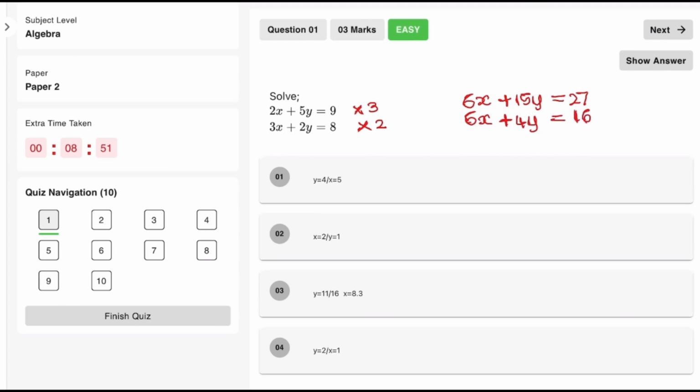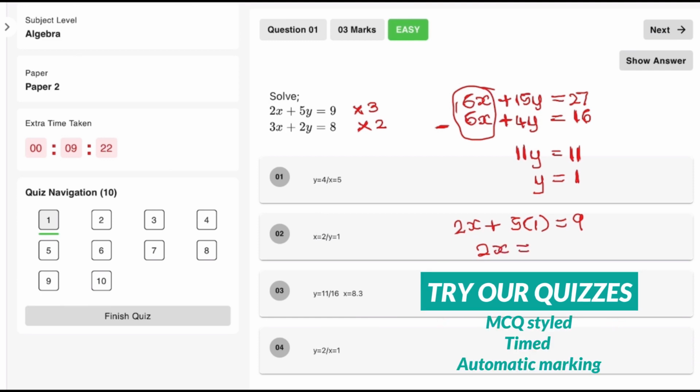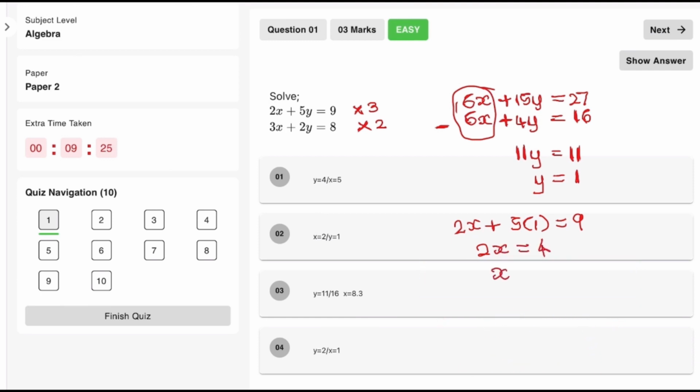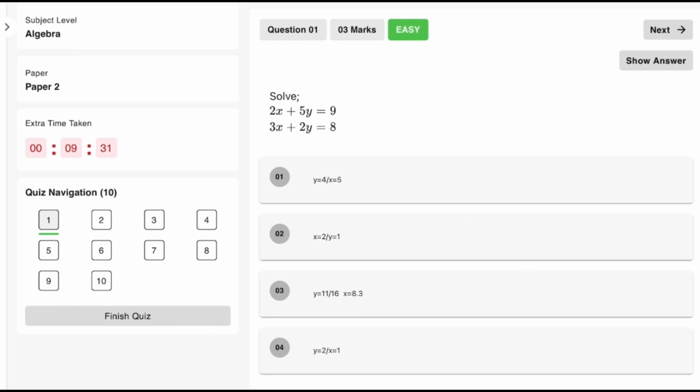Once we have that, we can then think about whether we want to add or subtract. Now you can see that you have the same signs for both. So if you have the same signs, you have to subtract. So 15y take away 4y is 11y, and then 27 take away 16 is also 11. So y will be equal to 1. And remember, that's not all. Then you can take the first expression, substitute 1 as your y, and then this is going to be 2x is equal to 9 minus 5, which is 4. So x is going to be 2. So therefore x equals 2, y equals 1, and that is now option number 2 for us.